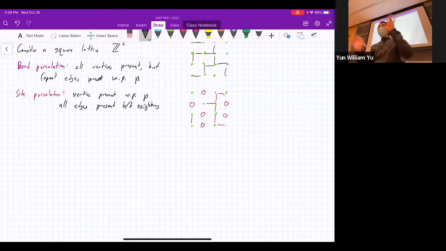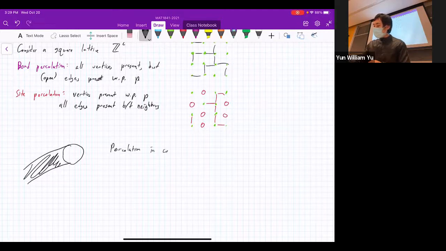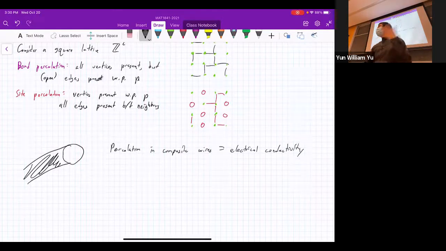Let's take one more interlude over to material science just to show that both of these are reasonable models. So let's consider percolation in wires. I'm going to draw a really, really fat wire and have a cross section here. So, percolation in composite wires. Composite wires equals electrical conductivity. And why might that be? Well, if you have a wire that's all made of, I don't know, iron, for example, so it has a bunch of iron atoms. Iron is electrically conductive, right? And so if you have a wire that's entirely made of iron or entirely made of copper or something, then it's going to conduct electricity.